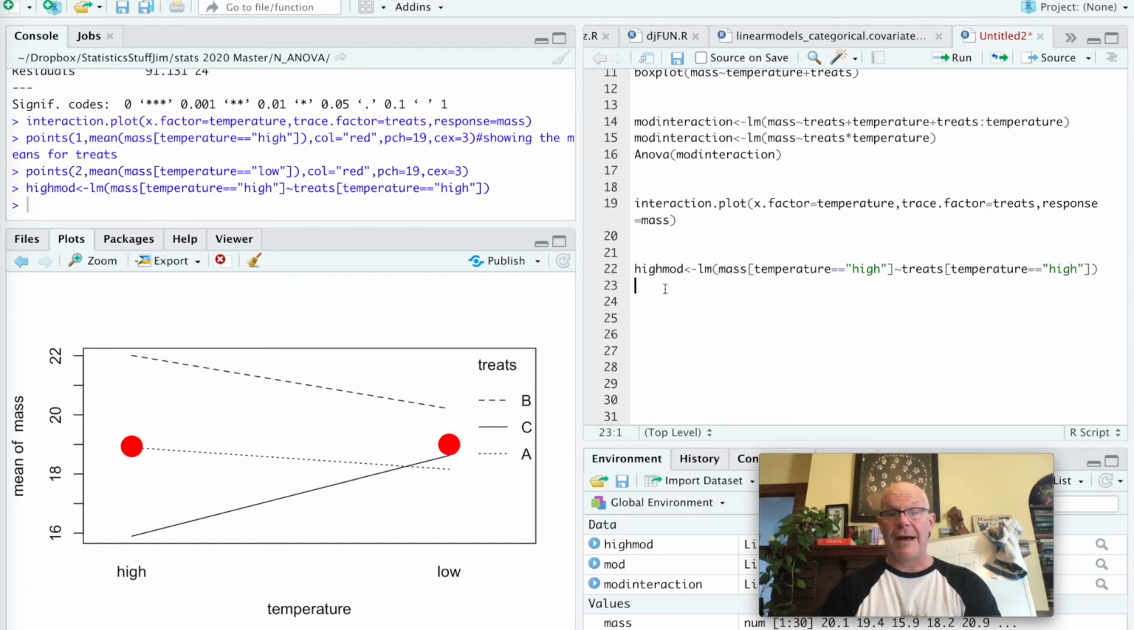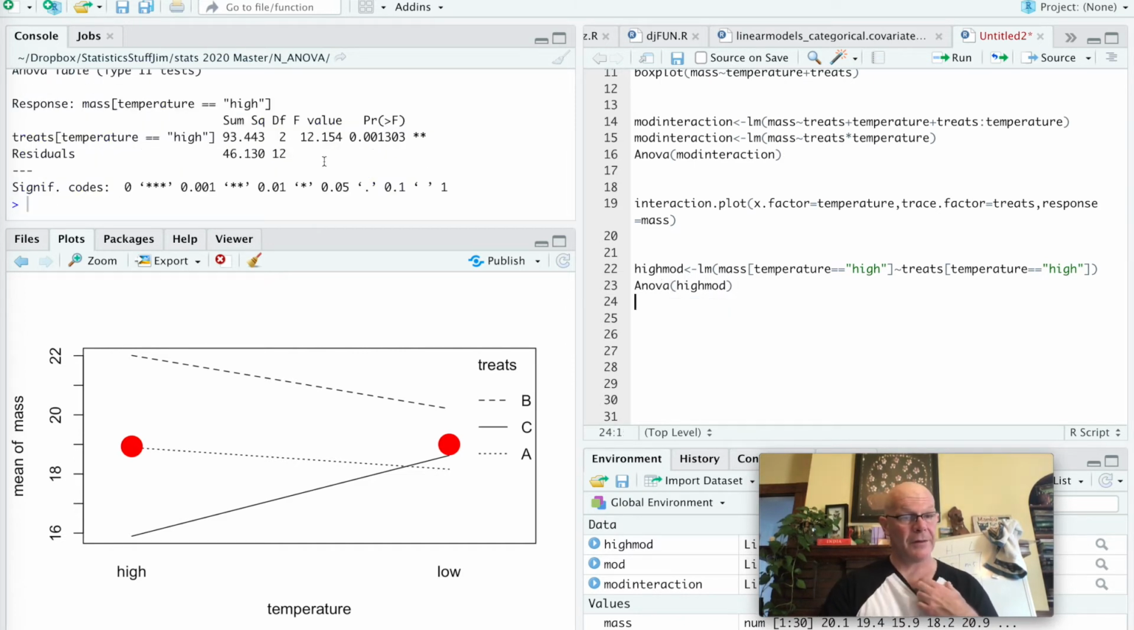So I'll go ahead and run that high mod, and then I'll run an ANOVA on it. And okay, well, it looks like there is a difference among the treatments at the high temperature. Okay? And then obviously what you would do at this point is something like a Tukey's test to see where those important differences are, to see whether or not they're all different from one another, or if there's two that are not different from each other but different from a third. We could just jump in and do the same kind of post hoc test that we did when we were just playing around with simpler ANOVAs. So let's do the exact same thing for the low mod.